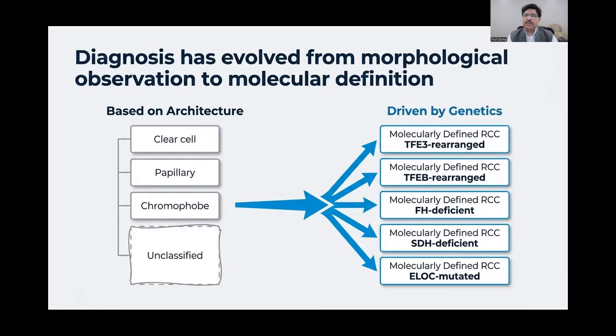Molecular genetics driven classification. TFE3, TFEB, FH, SDH, ELOC. Why should I know all these things? Treatment is different. Now we have got targeted treatment using the molecular genetics. We have a targeted treatment for each one of those things. As a result, I am forced to learn the new approach.